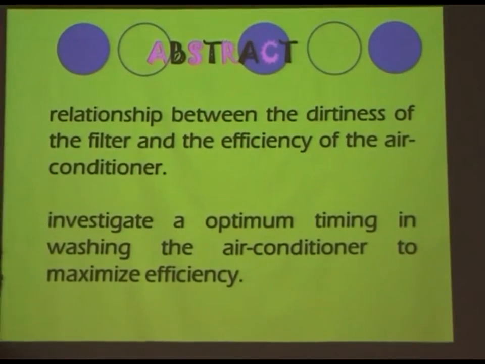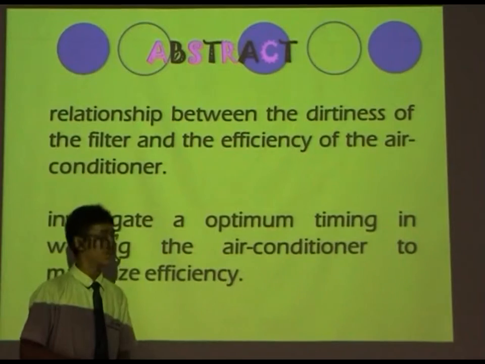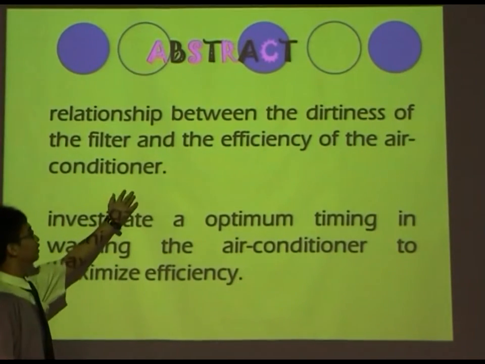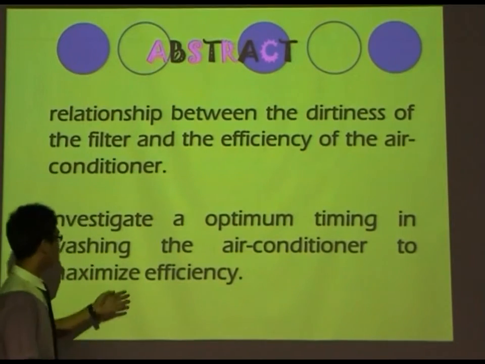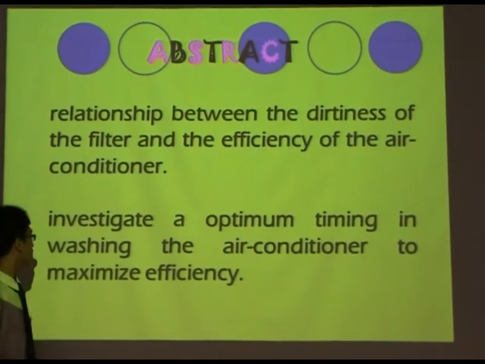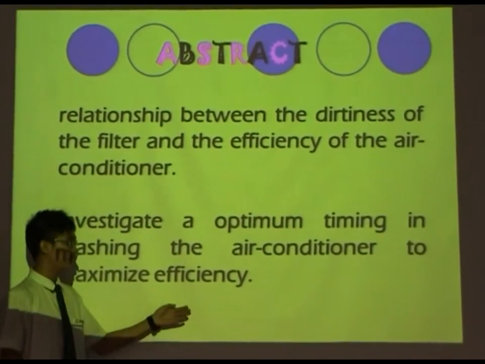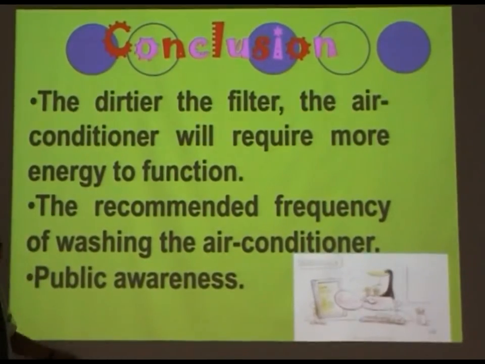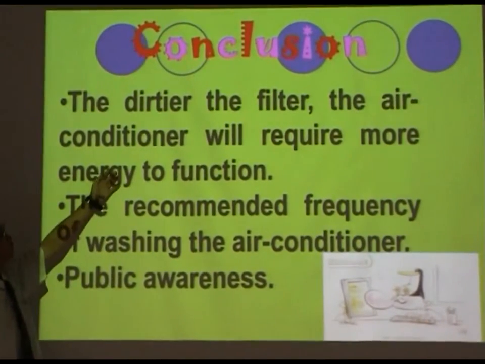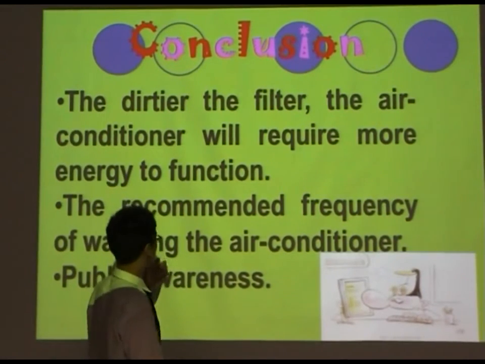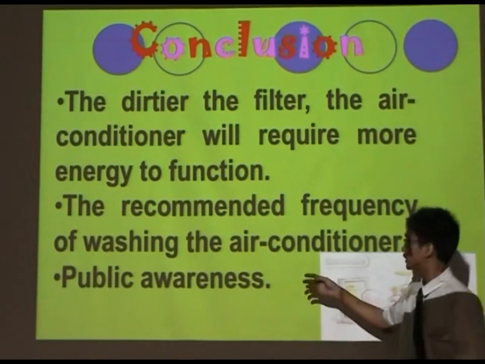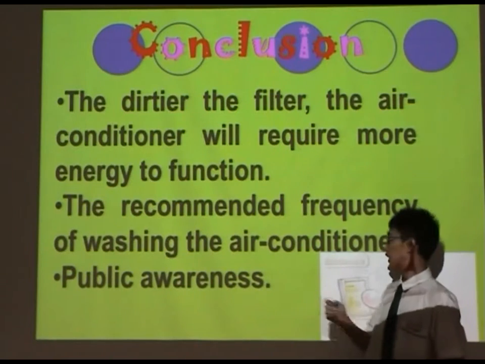So in our experiment, we wanted to investigate two different things. One is the relationship between the dirtiness of the filter and the efficiency of the air conditioner, and the other is to investigate the optimal timing for washing the air conditioner to maximize efficiency. Our conclusion is that the dirtier the filter, the more energy the air conditioner will require to function, and the recommended frequency of washing the air conditioner is once per week.